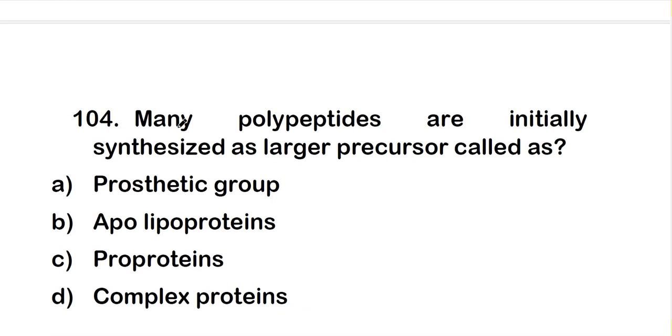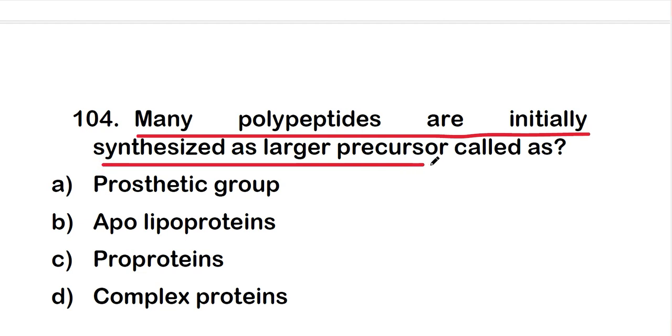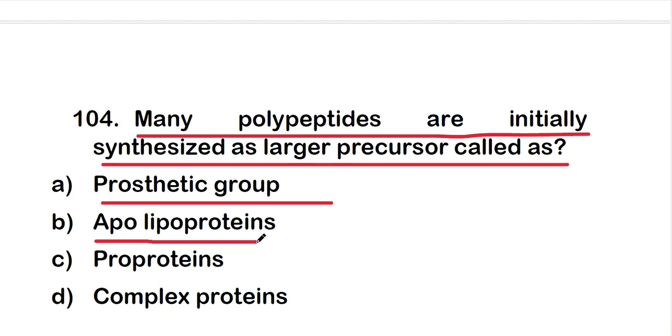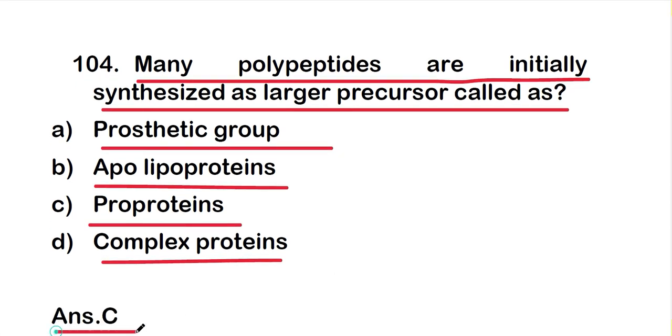Let's move on to the next question. Many polypeptides are initially synthesized as larger precursors called as option A, prosthetic group, option B, apolipoprotein, option C, proproteins, option D, complex proteins. And the right answer is option C, that is proproteins. So many peptides are initially synthesized as larger precursors called proproteins, and then they are cut into the main active enzyme. Okay, so the larger precursor is known as the proproteins.